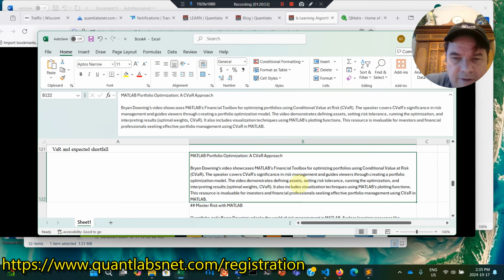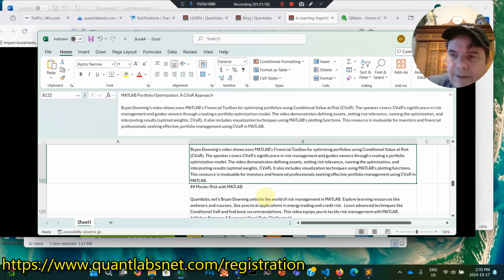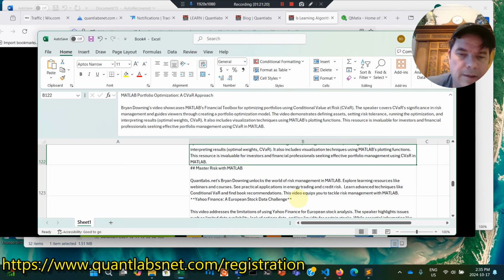So this demonstrates defining assets, setting risk tolerance, and running optimization and interpreting the results, for example, optimal weights and CVaR. Included in this toolbox are visual techniques using MATLAB plotting functions. Again, resources invaluable for investors and financial professionals seeking portfolio management and CVaR in something like MATLAB. So, mastering risk with MATLAB.